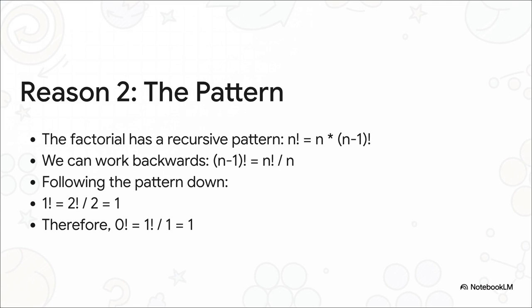If that feels a little too philosophical, don't worry. The math itself gives us a very clear answer. Just look at the pattern. To get from 5 factorial down to 4 factorial, you divide by 5. To get from 4 factorial to 3 factorial, you divide by 4. If we follow this logical pattern downward, to get from 1 factorial to 0 factorial, what do we have to do? We have to divide by 1. And 1 divided by 1 is 1. The pattern holds up perfectly.